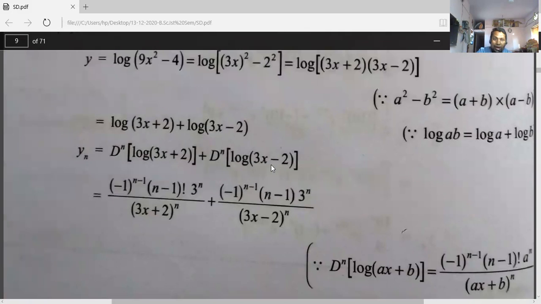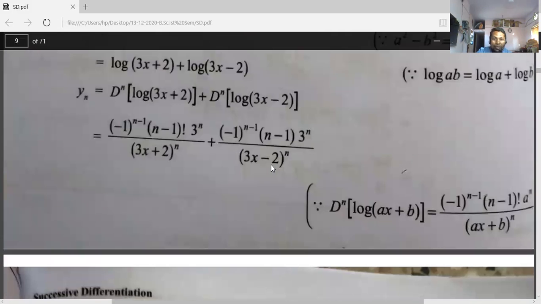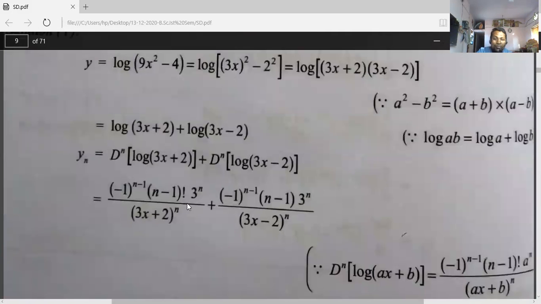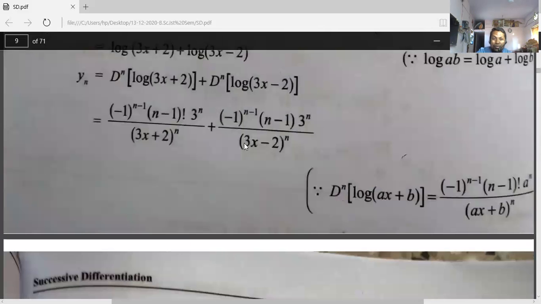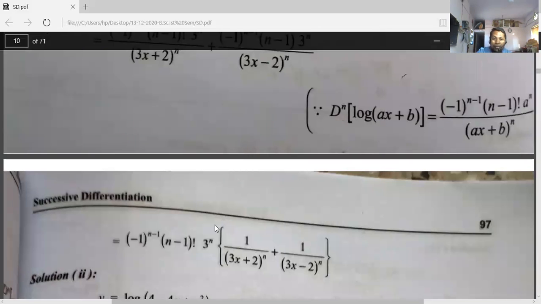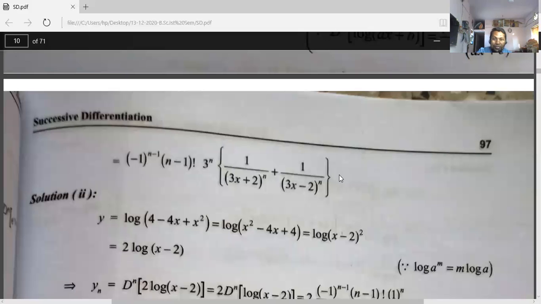Okay, and now here you see minus 1 to the power n minus 1 into n minus 1 factorial is common. You can take it from both the components and you can write the remaining thing. And then 3 to the power n is also common. You can write by taking it common and you can add this. Okay, here itself you can stop. There is no need to simplify here. Okay. Now the next one.